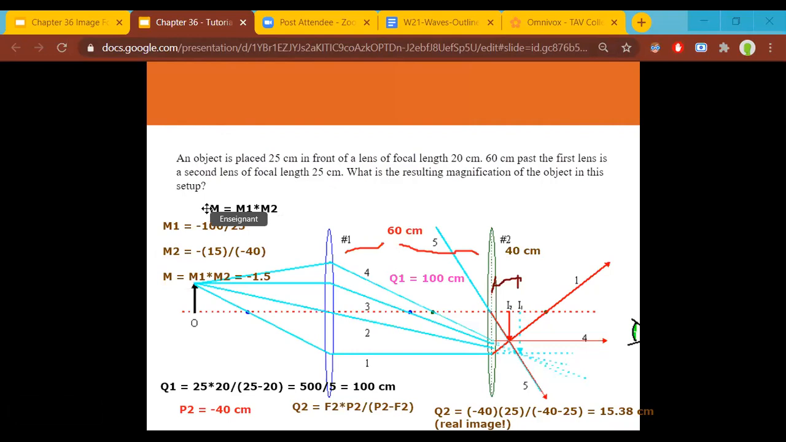Sorry, yeah, the image does get flipped. The image gets flipped once by the first lens. The second lens does not flip the image, so the image remains flipped, which means the final image is still upside down, and its magnification is 1.5. So the image that gets made is still taller than the object, just upside down.